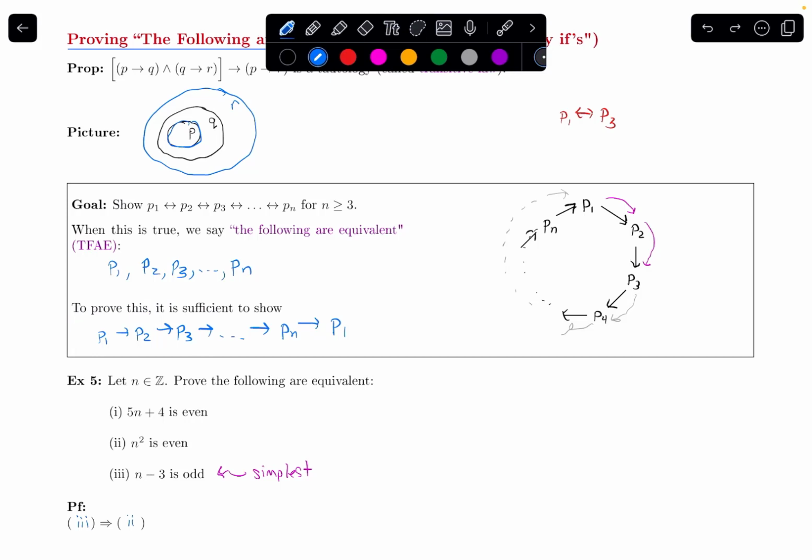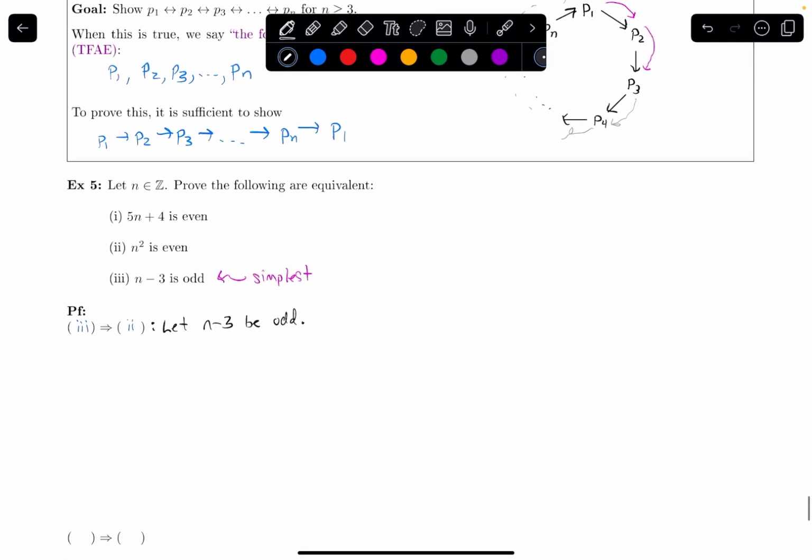Okay, so I'm going to assume 3 is true, which means I can start my proof by letting n minus 3 be odd. Let n minus 3 be odd. That's what I get to assume is true. Then I write down the definition of what it means. So this means there exists k, which is an integer.